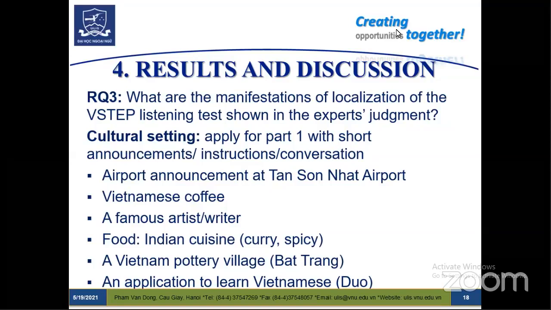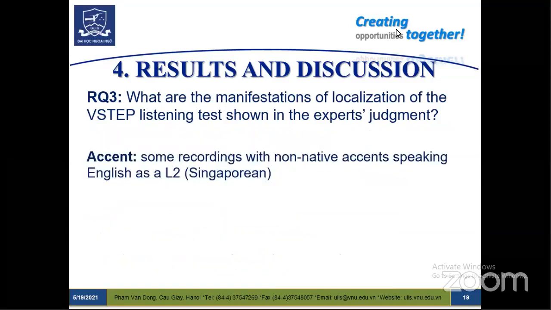Basically, they said that there only exists a kind of name or place. It's not really cultural knowledge, and the listener doesn't need any prior knowledge about the setting to understand the questions. In terms of accent, they say there are some recordings with non-native accents, speakers of English as a second language, like a Singaporean. We recognize that it is from Singapore.